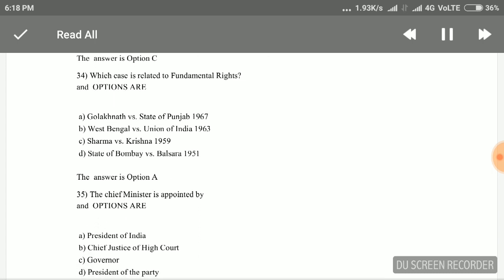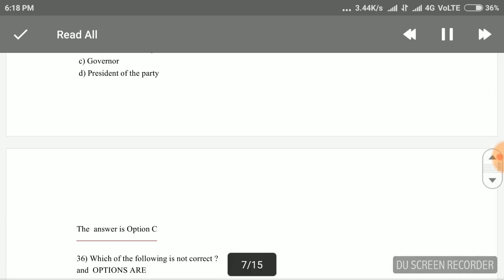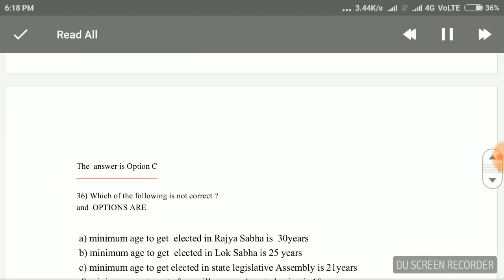35. The Chief Minister is appointed by. Options are A. President of India. B. Chief Justice of High Court. C. Governor. D. President of the party. The answer is option C.